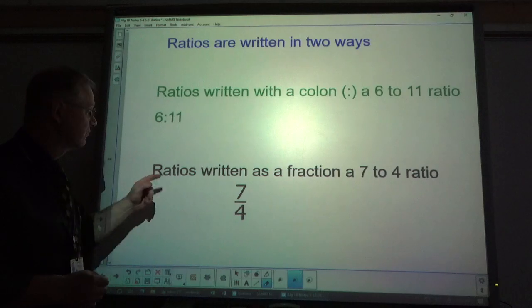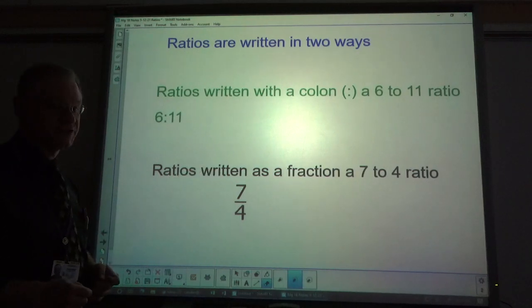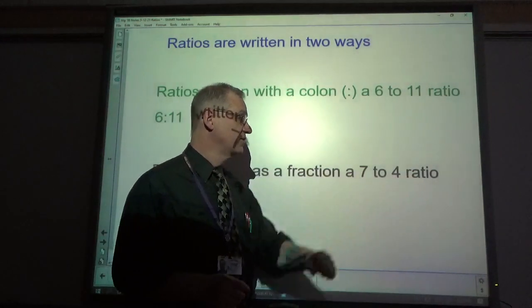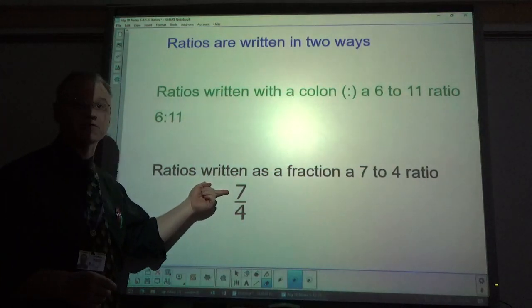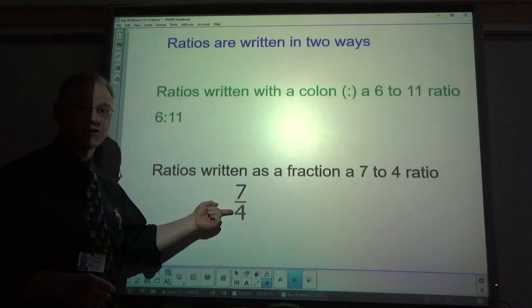The other way you can write a ratio is as a fraction, a 7 to 4 ratio. The 7, the first number, goes on the top of the fraction, the second on the bottom.